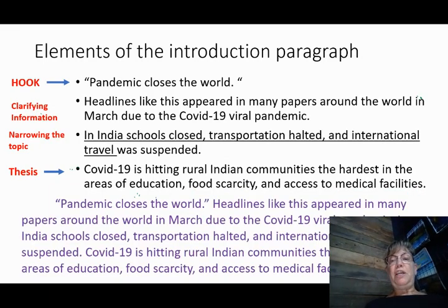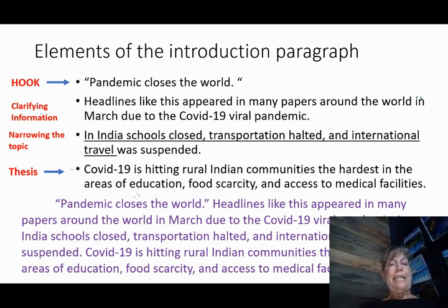So now I've put it all in the form of a paragraph. I've written it out just like you would a paragraph. The first thing we do when we're typing is we indent. Notice the first line is indented. You do that by hitting the tab key on your keyboard. So let's look at it. Pandemic closes the world. Headlines like this appeared in many papers around the world in March due to the COVID-19 viral pandemic. In India, schools closed, transportation halted, and international travel was suspended. COVID-19 is hitting rural Indian communities the hardest in the areas of education, food scarcity, and medical facilities.